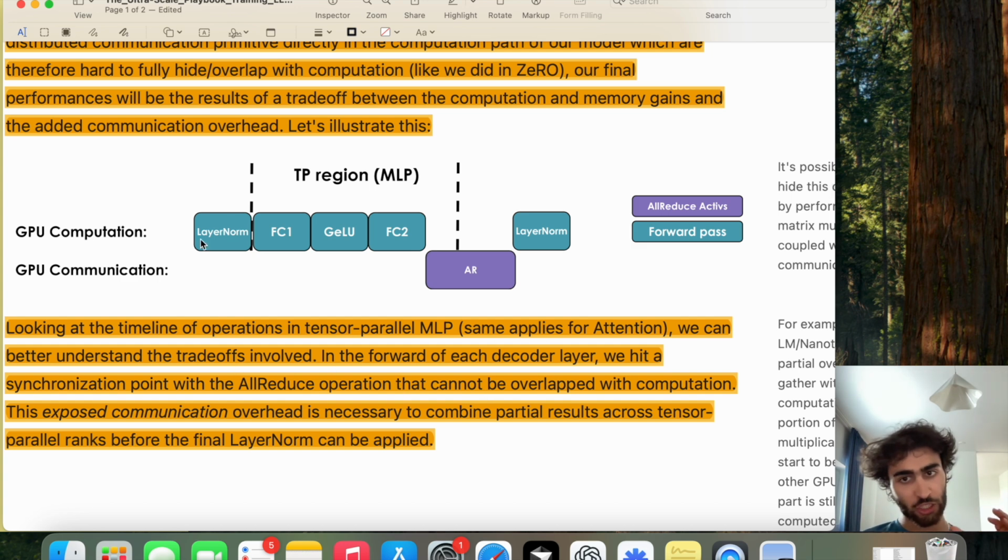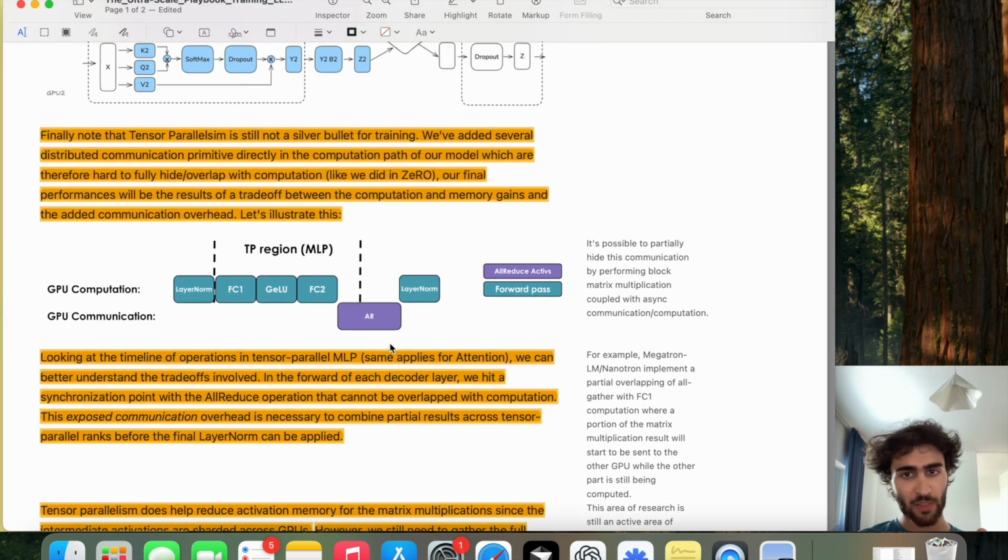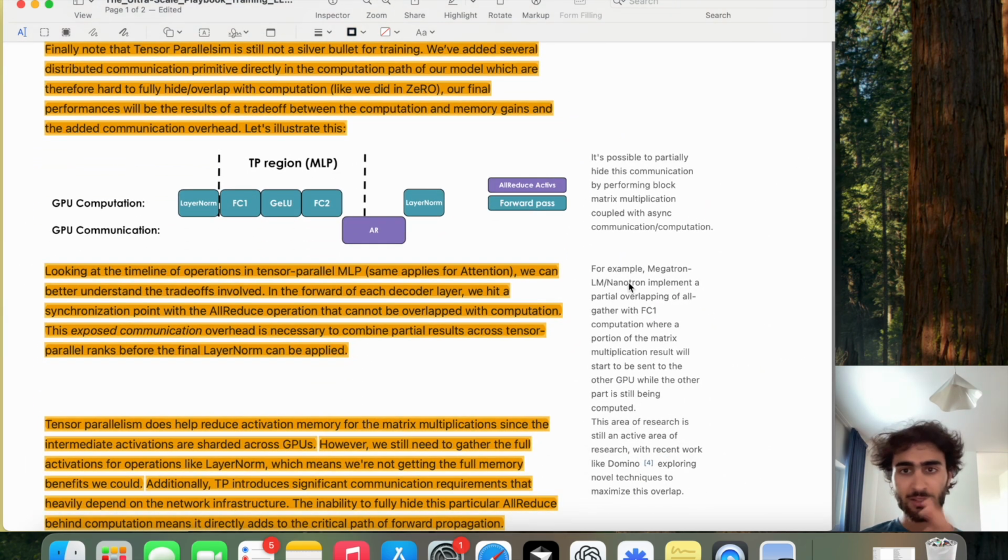In the forward of each decoder layer, we hit a synchronization point with the all-reduce operation that cannot be overlapped with computation. This exposed communication overhead is necessary to combine partial results across tensor parallel ranks before the final layer norm can be applied. So they do say this, but then they mention that in the Megatron-LM Nanotron implementation, a partial overlapping of all-gather with FC1 computation does occur, which is to say that the all-gather and the next FC1 are overlapped.